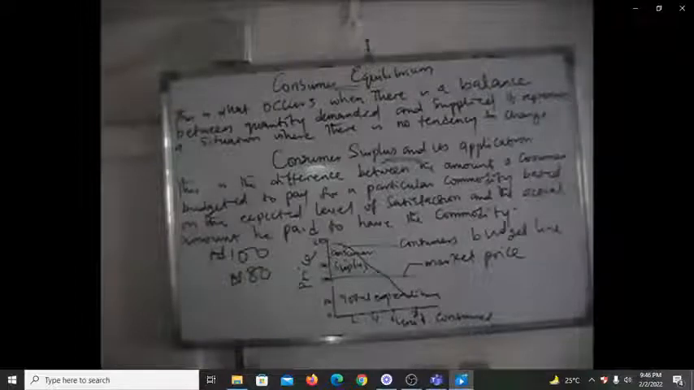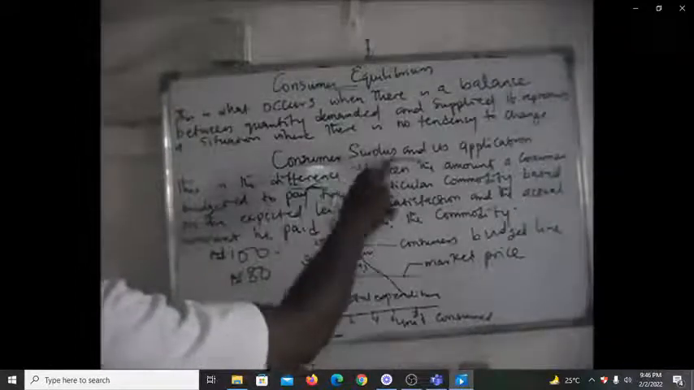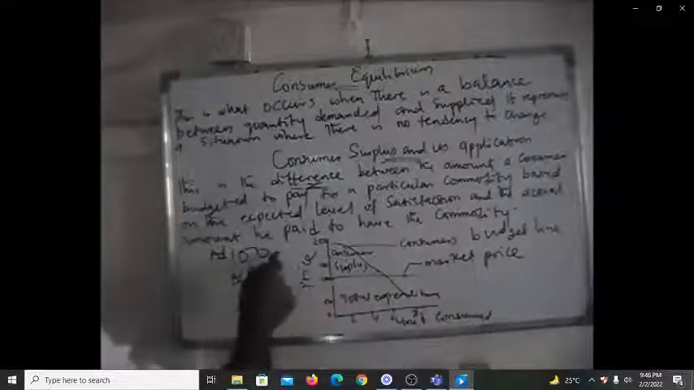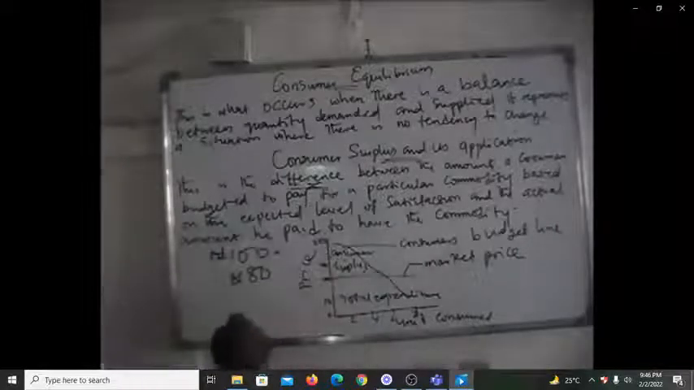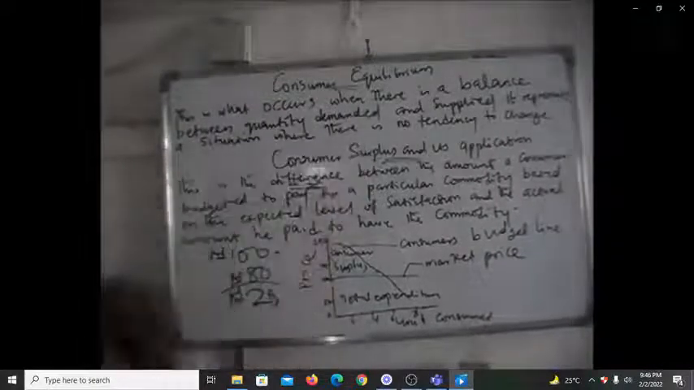20. You understand? Consumer surplus is the difference between the amount the consumer budgeted, which is 100 naira, and the amount he actually paid, which is 80. So the difference between 100 and 80 is 20 naira. So this 20 is the consumer surplus. Is that clear?